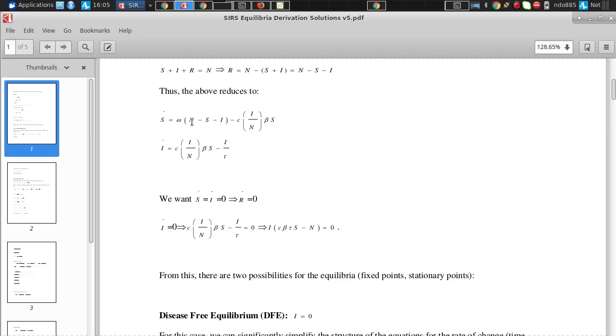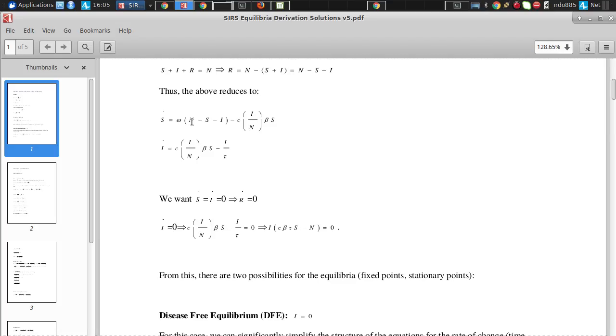S dot means how fast is S going up or down? We want it to go neither up nor down. We want it to be exactly at rest. S dot equals 0. The rate of change of S is 0. The rate of change of I we want to be 0. We want to find the points in terms of values of S and I such that S dot equals 0 and I dot equals 0. So that's what we're doing.